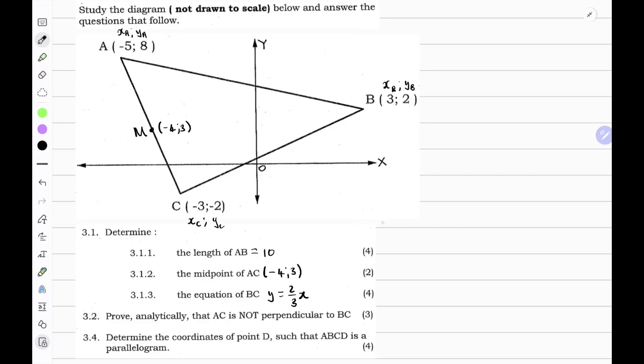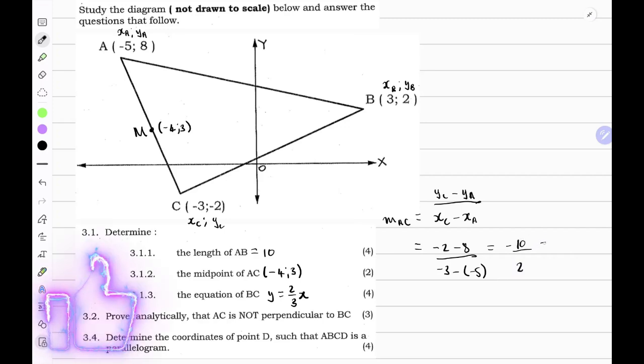So the gradient of AC is equal to the change in y, which is yc minus ya, all over xc minus xa. So we can substitute: yc is -2 minus 8, all over xc, which is -3, minus -5. So this is equal to -10 all over -3 plus 5, which is +2. So this is equal to -5.